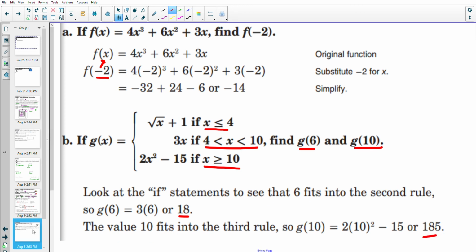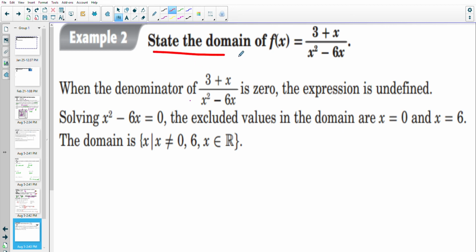The second part of this is stating the domain of f of x. Now, when you state the domain of f of x, what you're trying to do is figure out what numbers are excluded to make the number a real number. For example, is there any x that exists such that this expression is undefined? And that expression is undefined when x squared minus 6x is equal to 0.